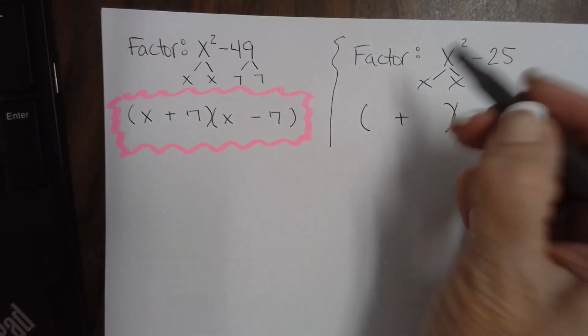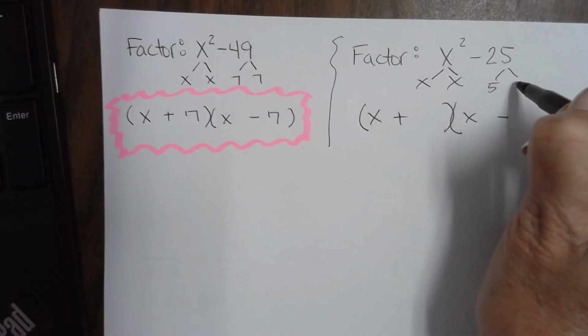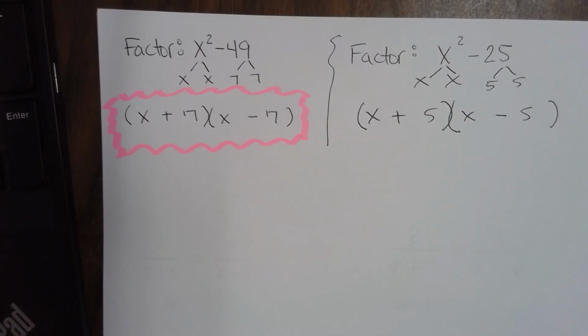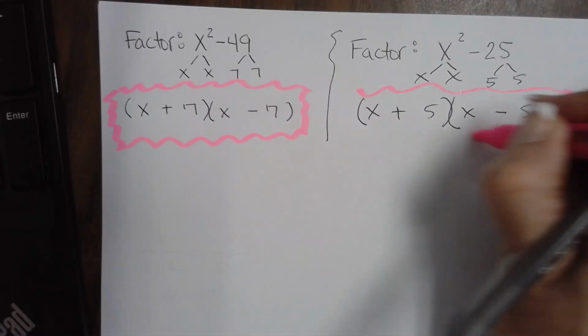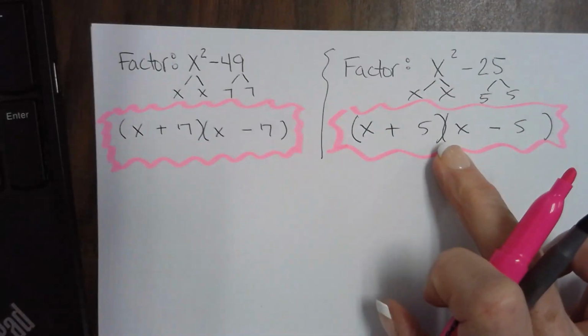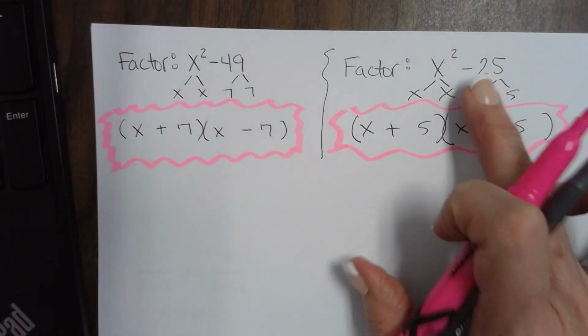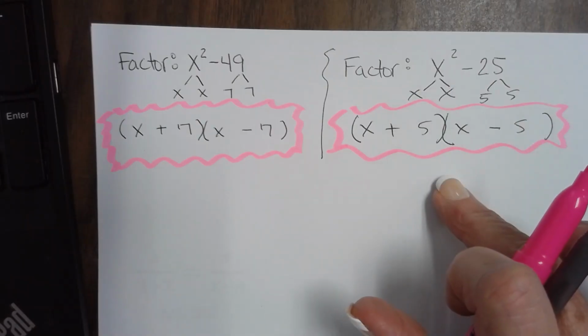X squared breaks down into x and x. It goes in the front. 25 breaks down into 5 times 5. It goes in the back. Okay, factored form, standard form. These are equivalent. They're written in different forms. This is standard form. That's factored form.